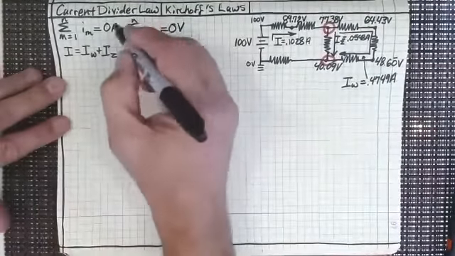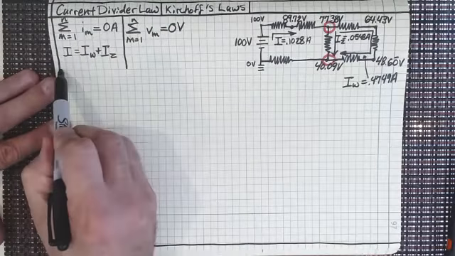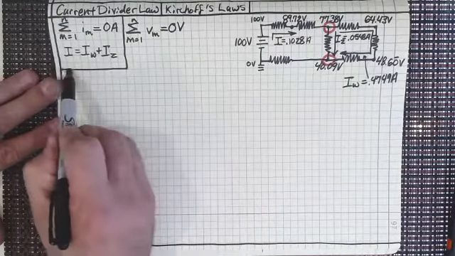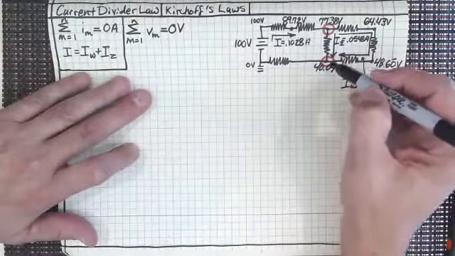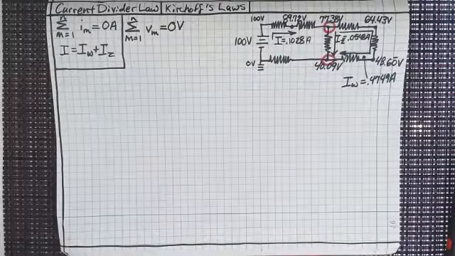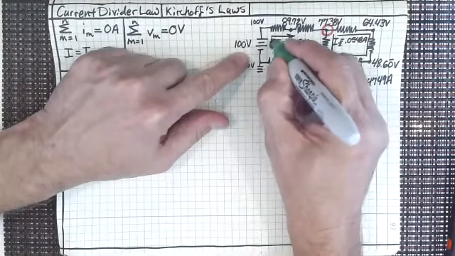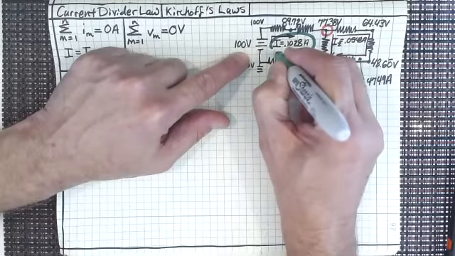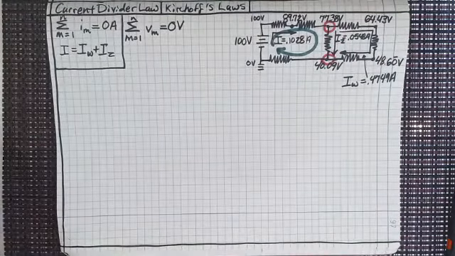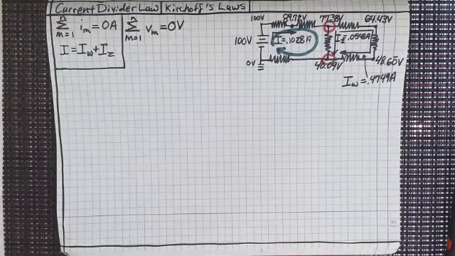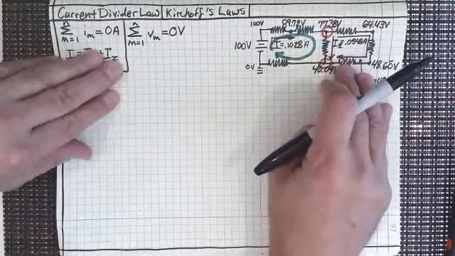Okay, so that was the first thing that we looked at. And we used that information in the solution of the problem, right? Now, let's look at this loop. Let's find a loop, and we can look at both loops, but let's look at this loop right here, right? First, let's look at that loop and just sum up all of the voltage drops and the voltage increases as we go around that loop.